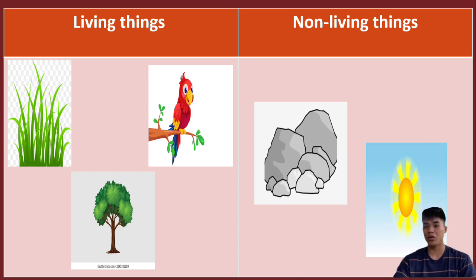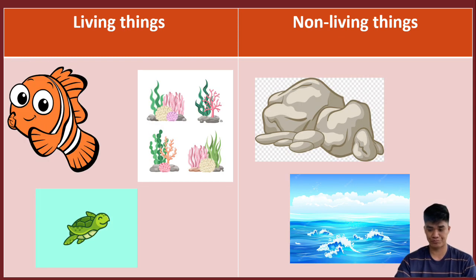That's right. Why does the sun belong to non-living things? Because the sun does not eat and it doesn't move. So it only provides energy. It gives us energy, which is the sunlight. So the sun belongs to non-living things. So group 1 is all correct.